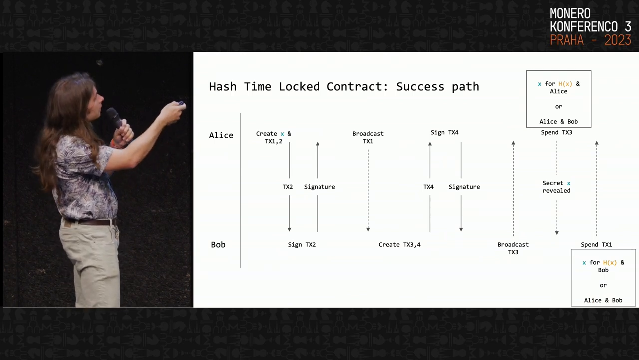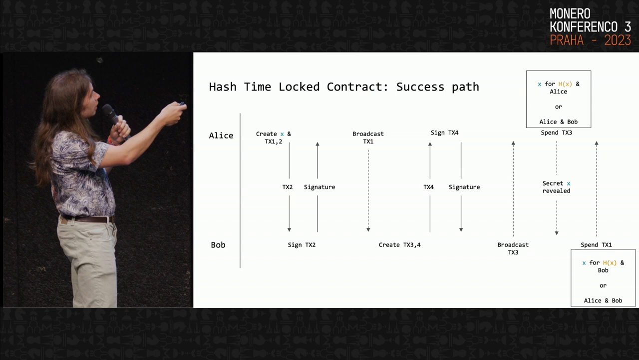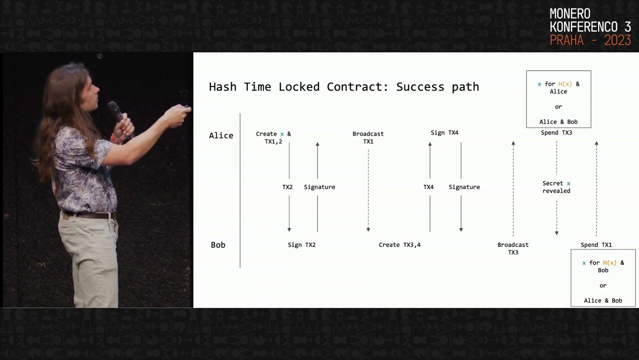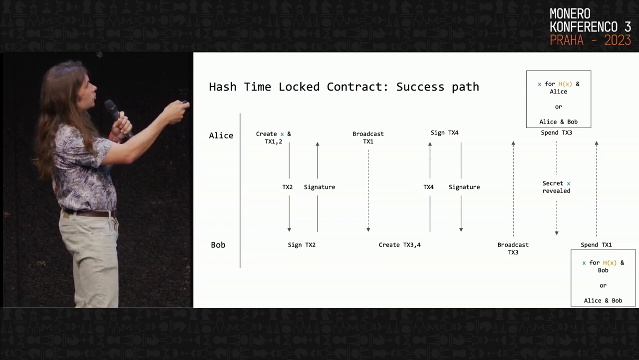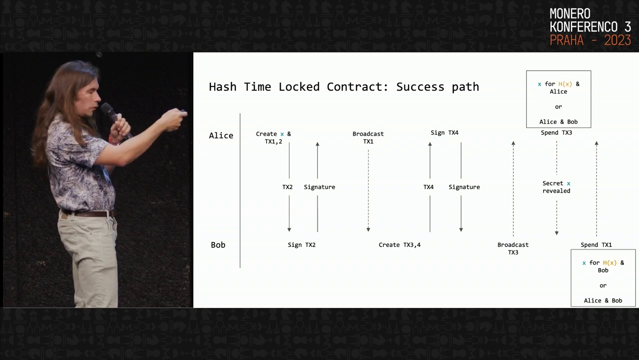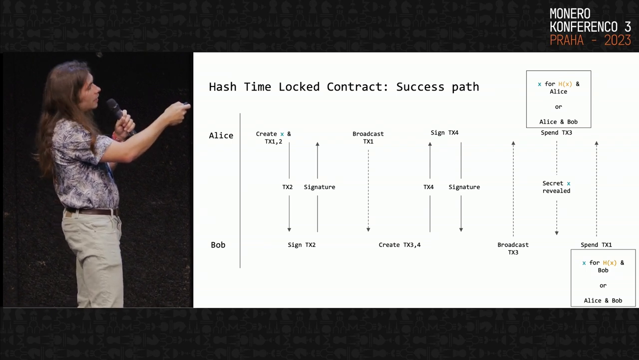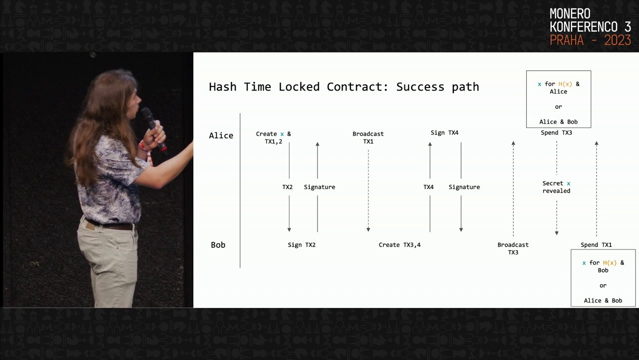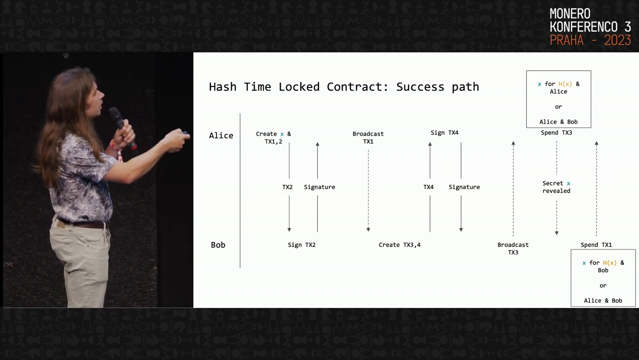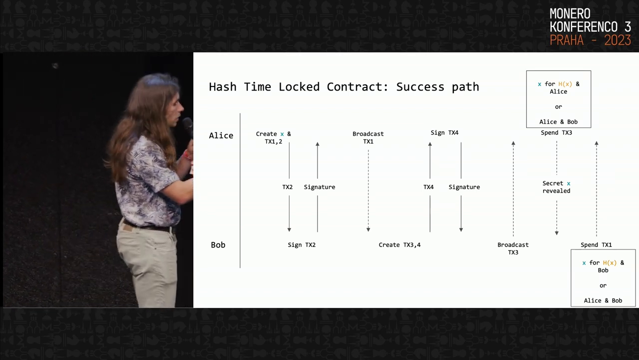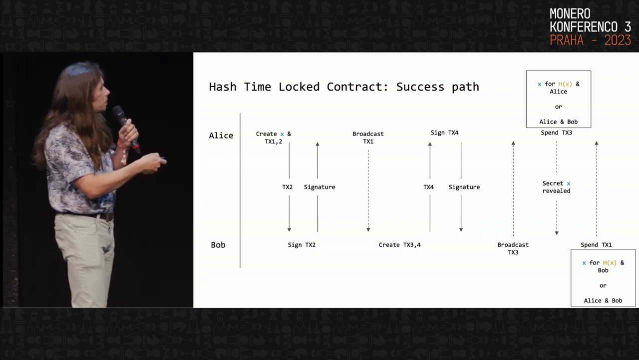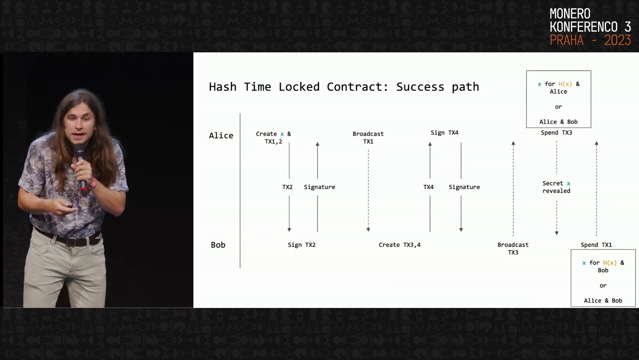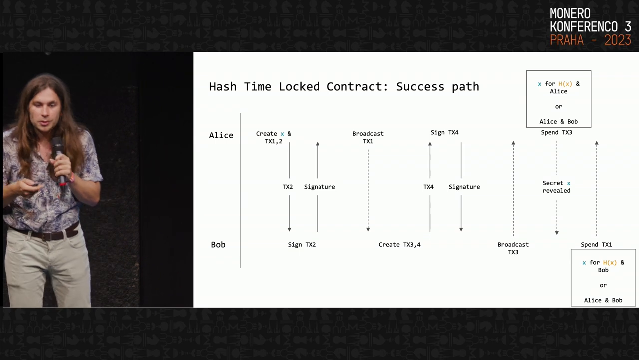Apologies for hopping back and forth. So once Elise sees that this transaction three exists there, she can just spend it. She first checks that it's finalized. Then she uses X to spend that output, and that leaks this secret X on chain. And then once Bob learns that from on chain, he can spend this to himself. And in this case, the atomic swap is complete.